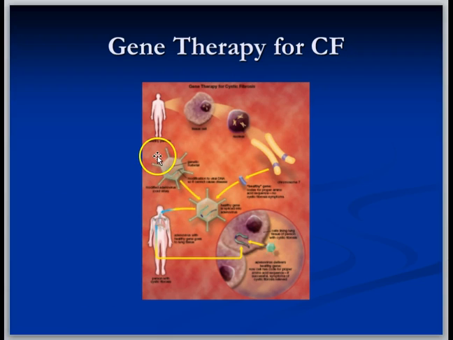Another example of this with gene therapy would be for cystic fibrosis. So somebody who has cystic fibrosis, we can take a cell from a person who doesn't have cystic fibrosis, has the normal gene for producing normal mucus in the respiratory system. We can remove that gene.